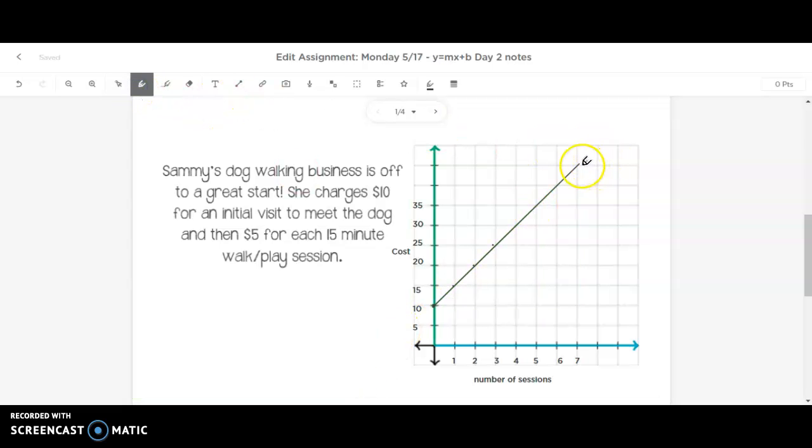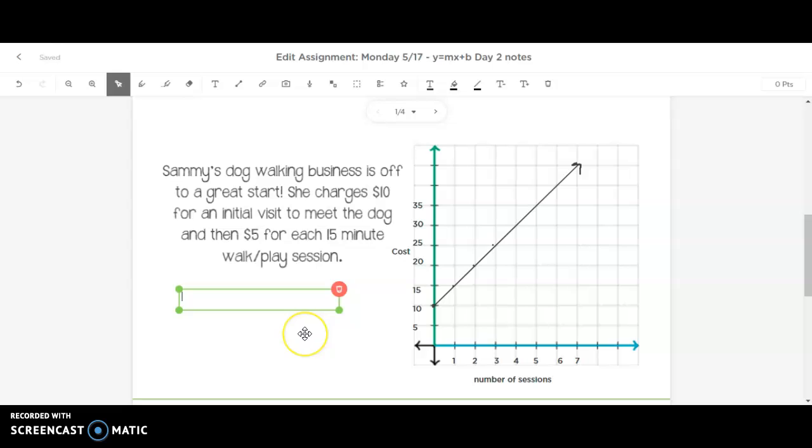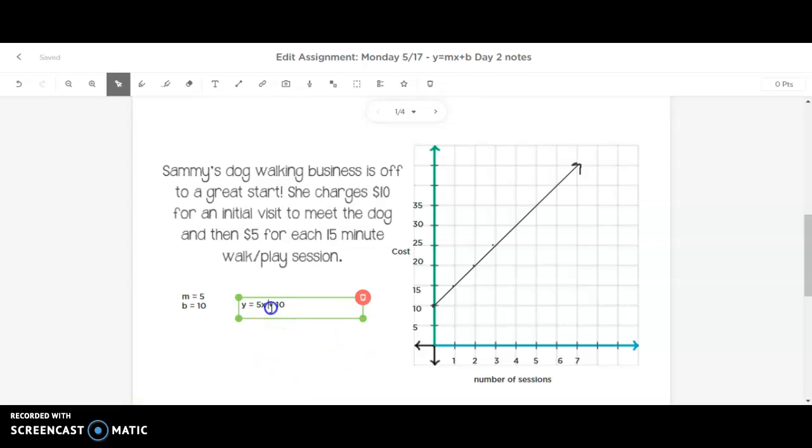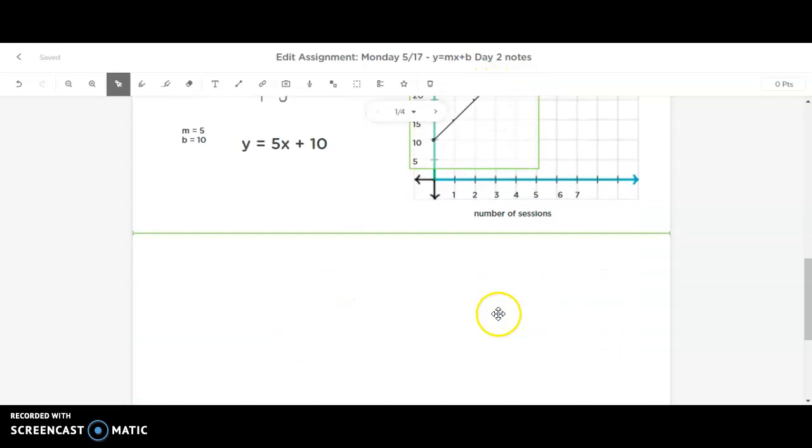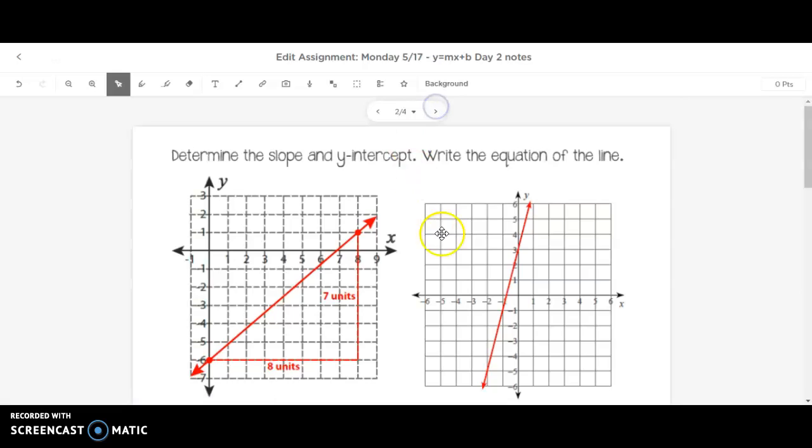And we'd actually put little arrows at the end. And if we were to write our equation here, our slope is going to be 5, and our y-intercept is that initial $10 visit. So our equation would be y equals 5x plus 10. I'll make that one a little bit bigger there. All right, moving on to your next slide here.